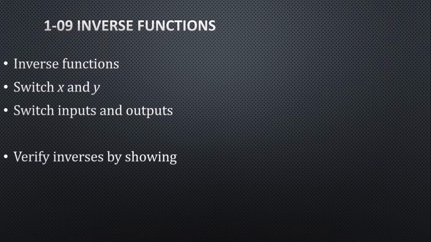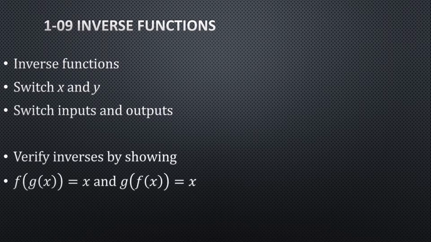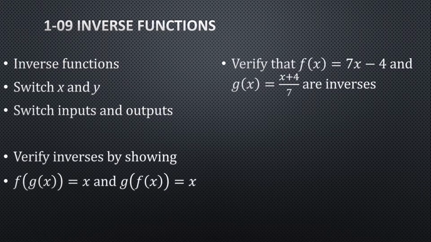You verify two functions are inverses by showing that the compositions produce x. So f composed with g gives you x, g composed with f gives you x. So if you compose them, you should get x. So let's verify that these are inverses.